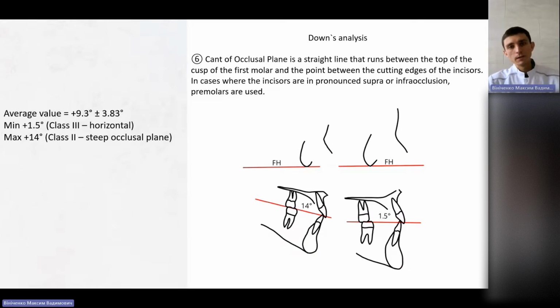Cant of occlusal plane. It is a straight line that runs between the top of the cusp of the first molar and the point between the incisal edges of the incisors. In cases where the incisors are pronounced, supra- or infraocclusion of premolars is used. This is the cant of occlusal plane.